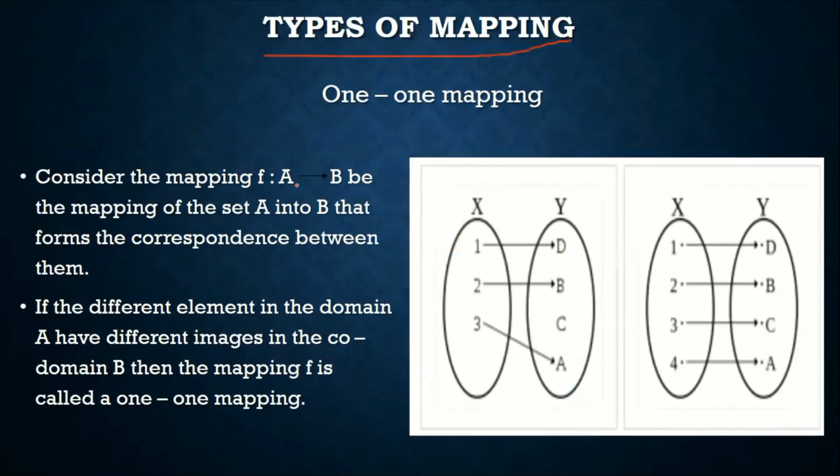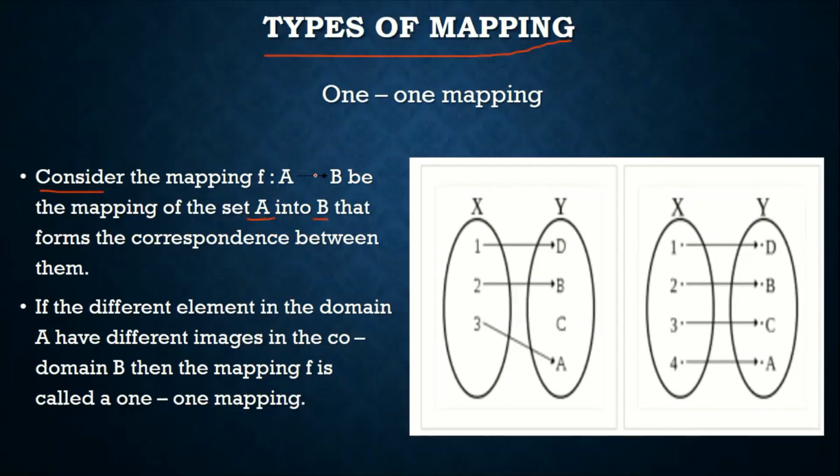Now we have many types of mapping. We have one-to-one mapping, we have onto mapping, we have composite mapping, and so on and so forth. Let's look at one-to-one mapping. Now consider the mapping of A is a function of B. Now let this be the mapping of set A into B. If it's a mapping of set A into B, it is telling us that set A is the domain, while set B is the codomain, right? Now this forms the correspondence between them.